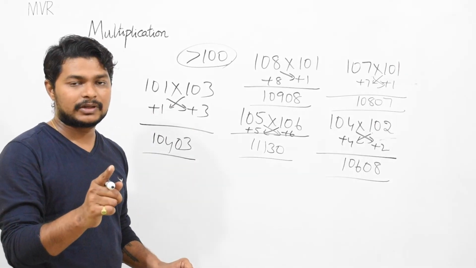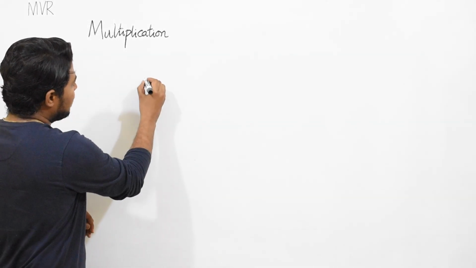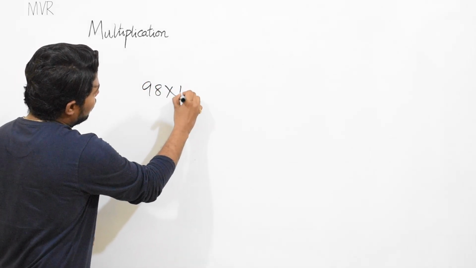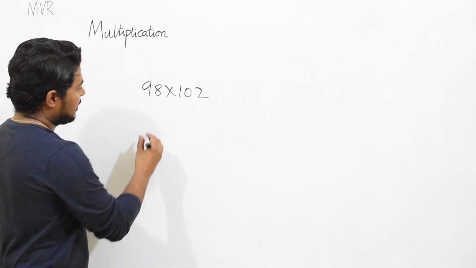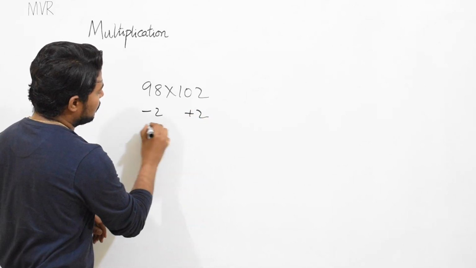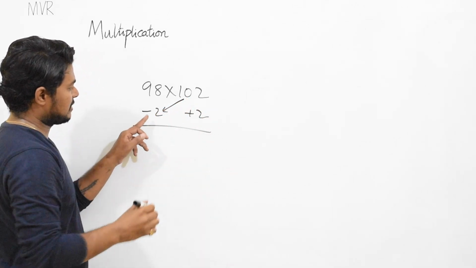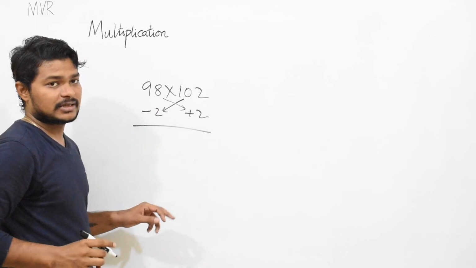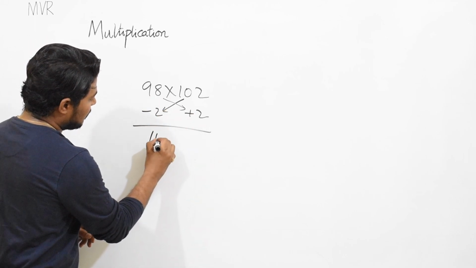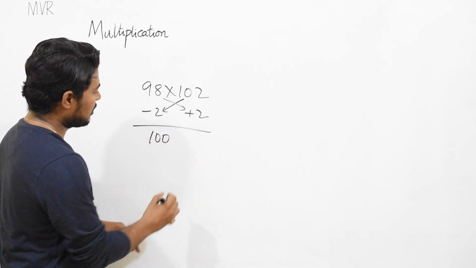That is the most important method. Now we will see method 3. It is 98 into 102. If you see here, it is minus 2 and plus 2. You can do 102 minus 2 or 98 plus 2. So this will be equal to 100, and 2 into 2 is 4.